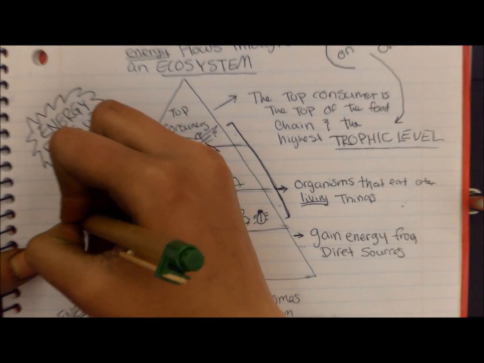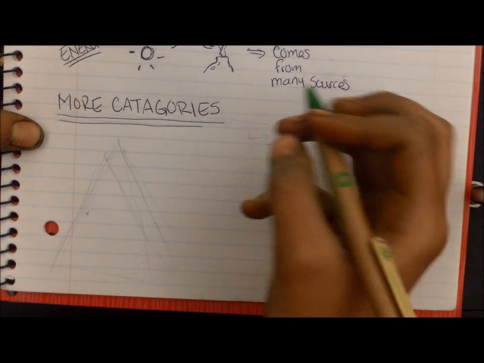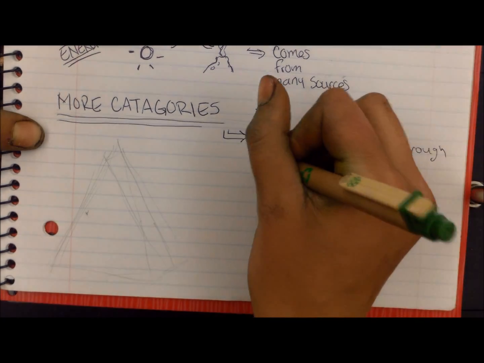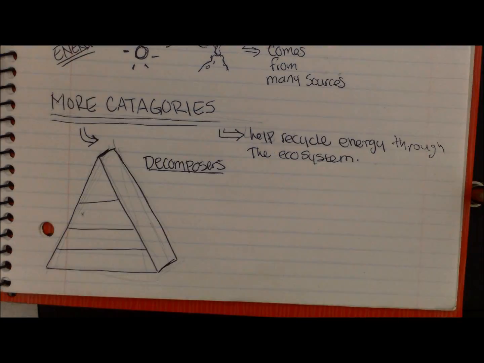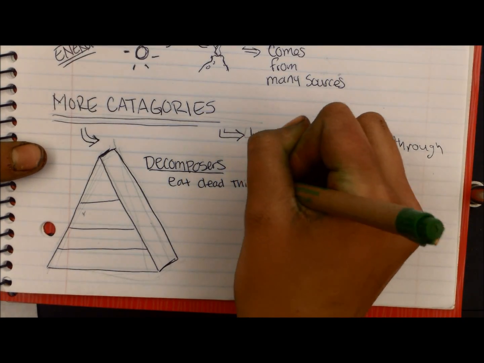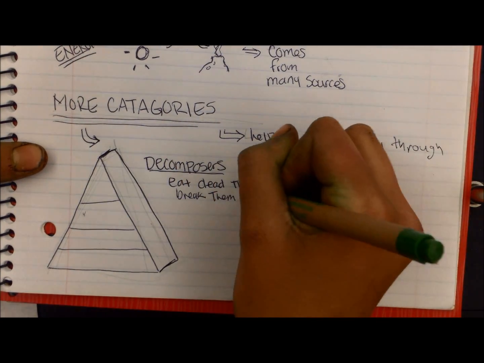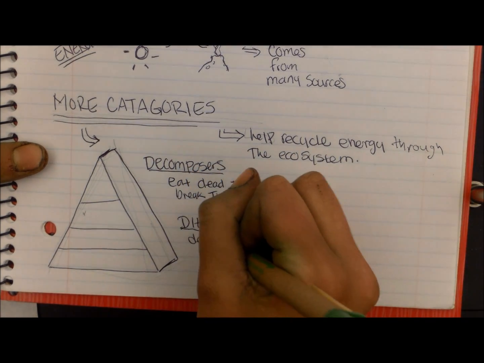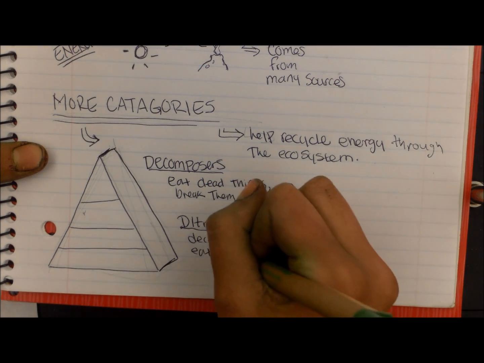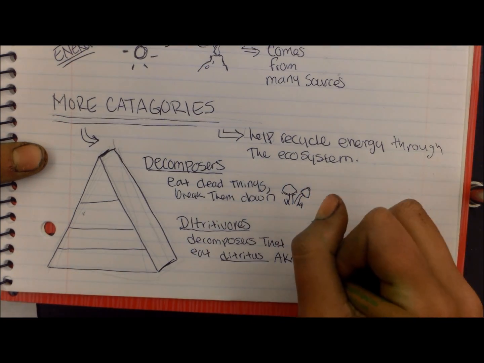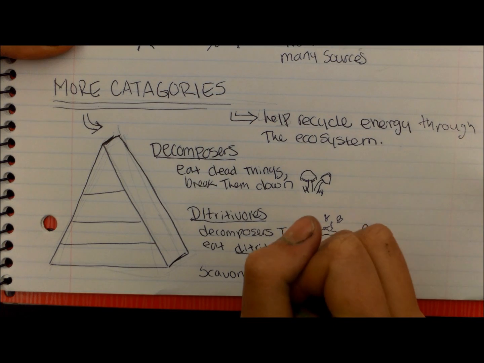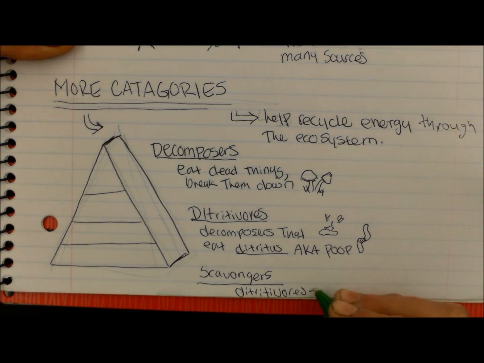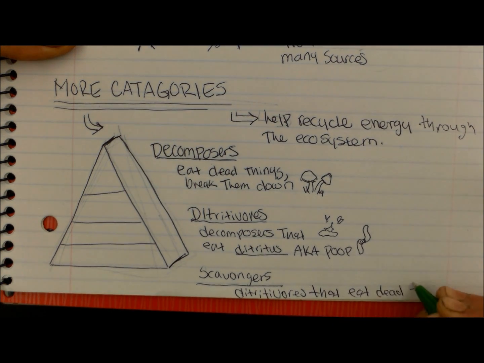There are also other categories of organisms which we need to keep in mind. Many of these organisms help recycle energy through the ecosystem. Decomposers eat dead things and break them down. Another category is detritivores. Detritivores are decomposers that eat detritus, otherwise known as poop. This category includes decomposers, as well as scavengers, which are an organism similar to detritivores, which eat dead things.